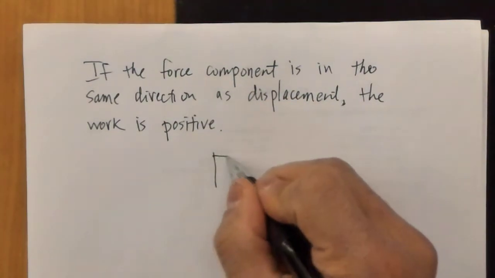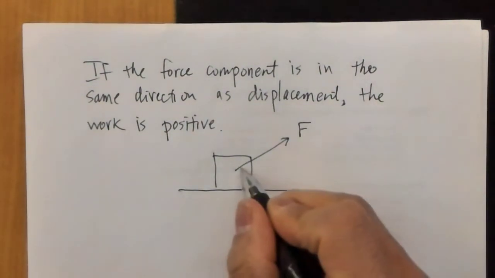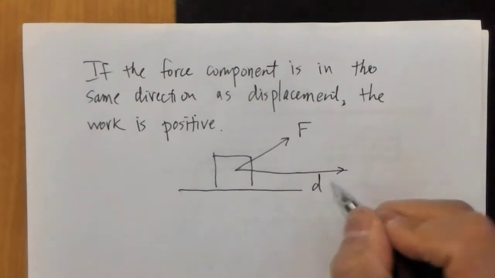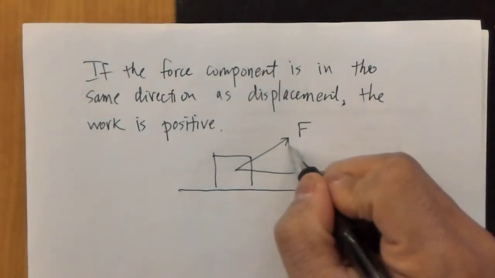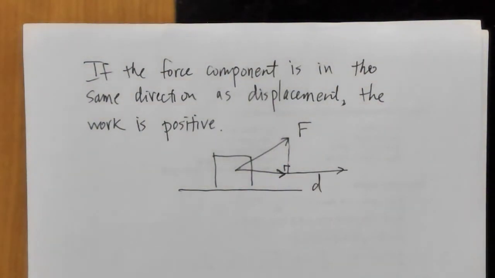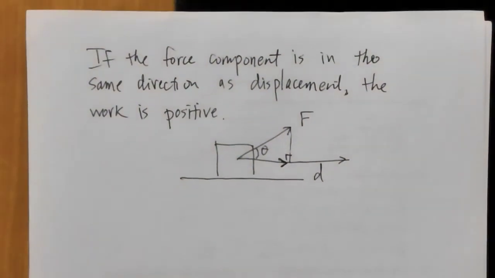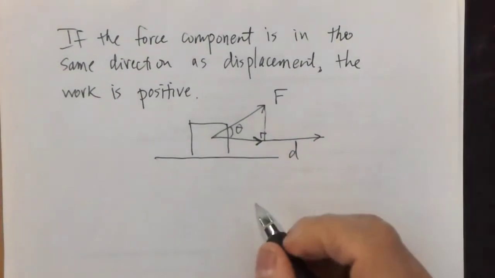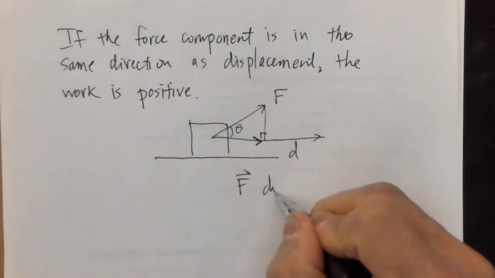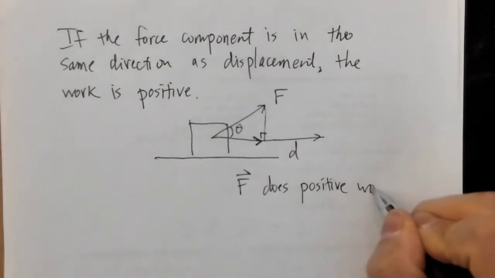Okay, the example I've been drawing is exactly that case. We have force F here, we have displacement d like this, and the component is this one over here, and it's pointing in the same direction as d. It's not going the opposite direction, it's going the same direction. I'm talking about this component here. And so in this case, F does positive work.